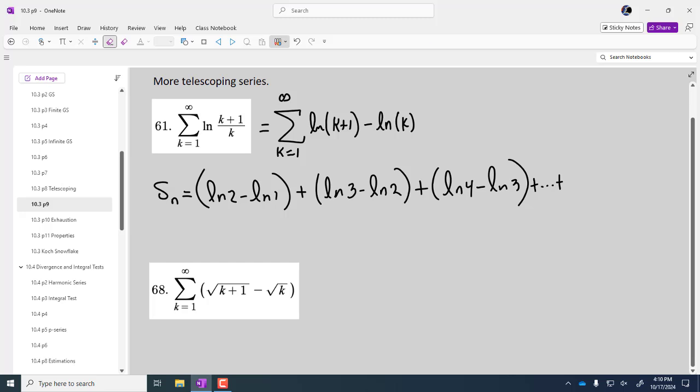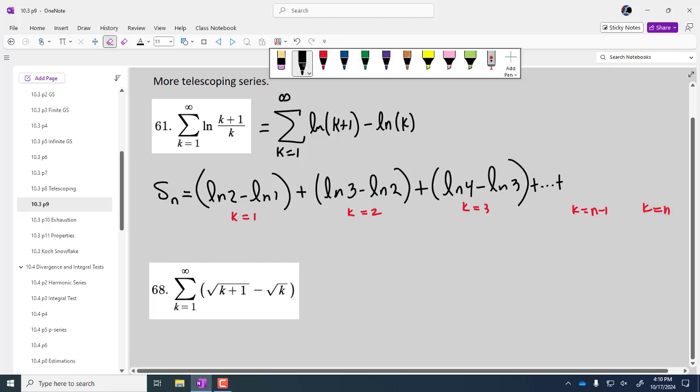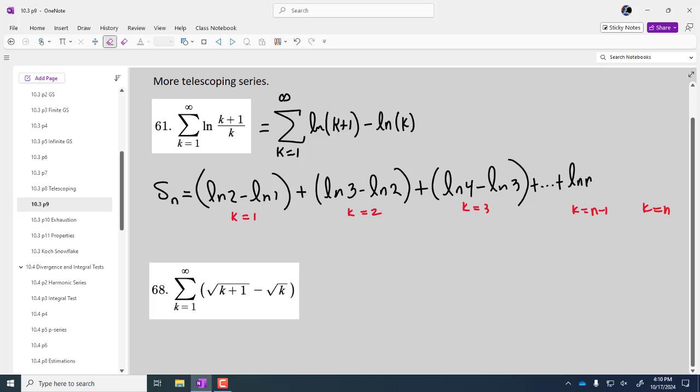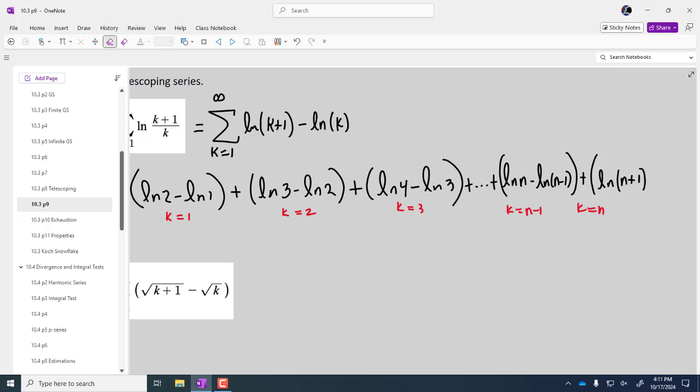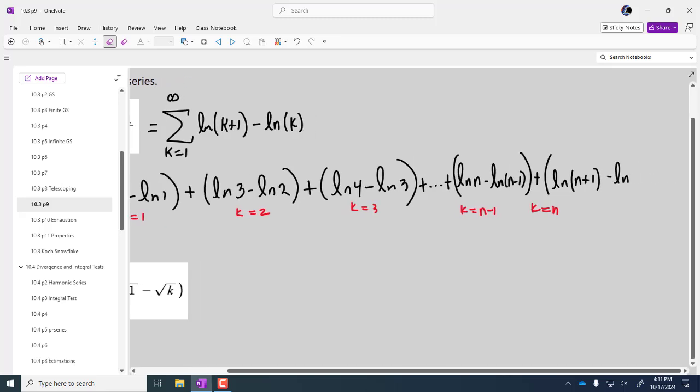Now we have our k values down here. So we have 1, 2, 3, and then we're going to have k equals n minus 1 and k equals n. So plugging in n minus 1, we're going to get natural log of n minus natural log of n minus 1. Wait, should that be n? That should be n minus 1. And then plug in n, we get natural log of n plus 1 minus natural log of n.